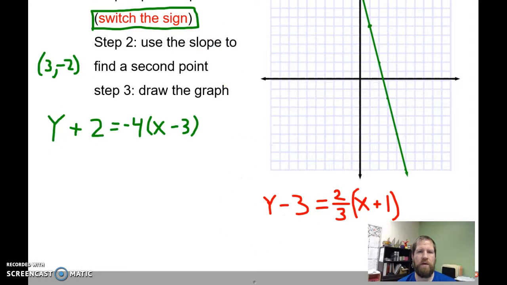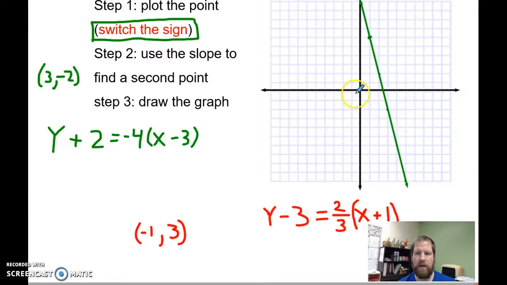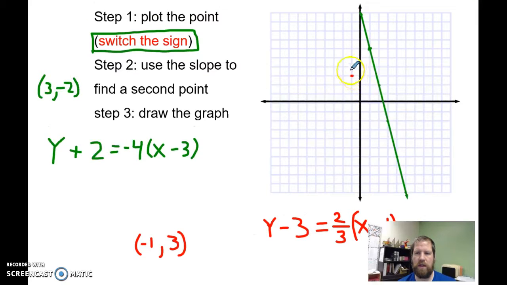We have my point, which is going to, it's a +1 for my x, so that'll be a -1. And that's a -3 for y, so that'll be a +3. So my point is going to be at -1, 3. Okay, and then my slope is 2/3, meaning it's going to come up 2 for every 3 it goes over. Up 2, over 3, up 2, over 3. Okay, same by going back, down 2, back 3, down 2, back 3.